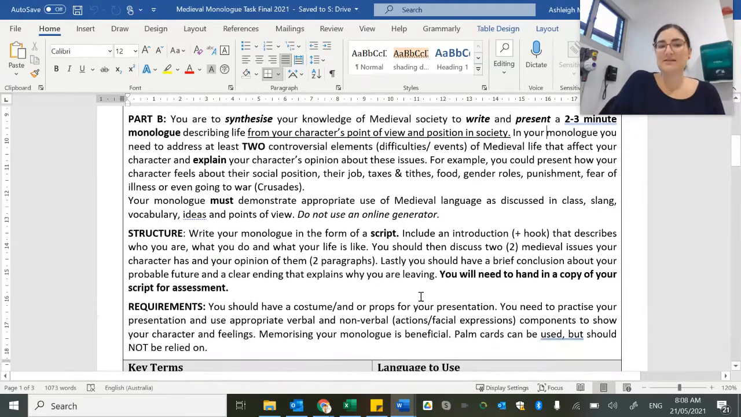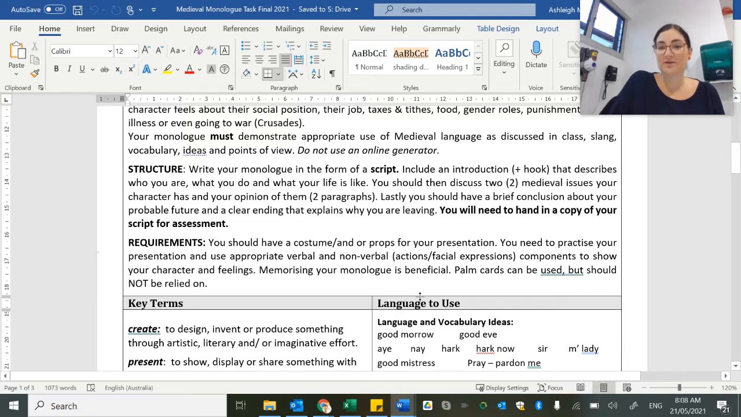Right. Your monologue must demonstrate appropriate use of medieval language as discussed in class. So don't use an online generator because it won't be correct. Your teacher will give you sheets of vocabulary that you need to put in your monologue. So when you're writing it, you are going to write it in just normal plain English, like what we would write today. Once you have your whole monologue written, you'll go back and you'll change 2 to 3 words per sentence to add in medieval words.